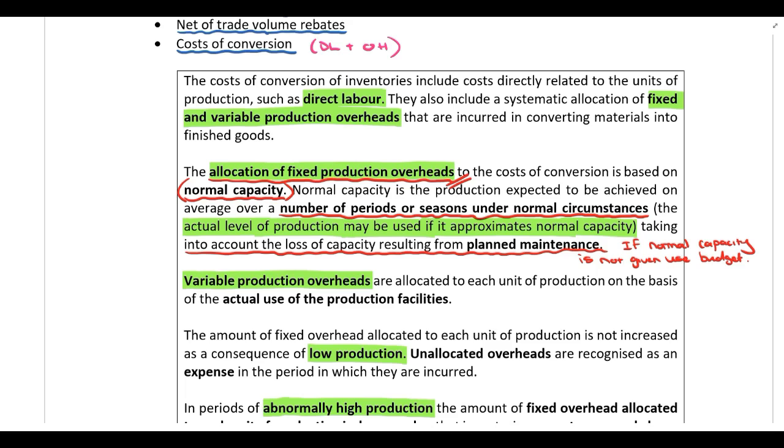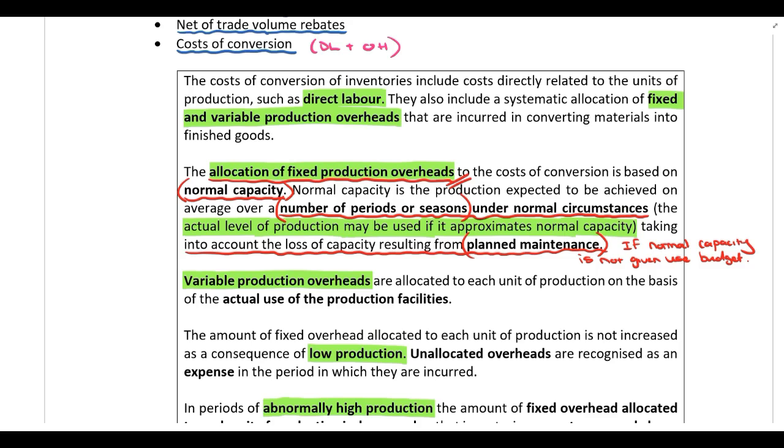And we also take into account planned maintenance. So obviously, if our machines have to be maintained, that will result in some downtime where we won't be able to produce any units. That must be taken into account because that is a part of the normal operating activities of the company. They have to maintain their machinery. So we look at what our planned production is over the next 5 years, for example. We look long term, not just over 1 year. We look over a number of periods or seasons. We take into account any planned maintenance, and that will give us our normal capacity.